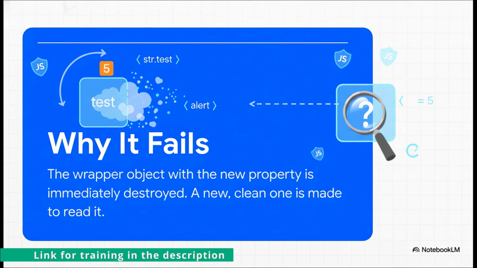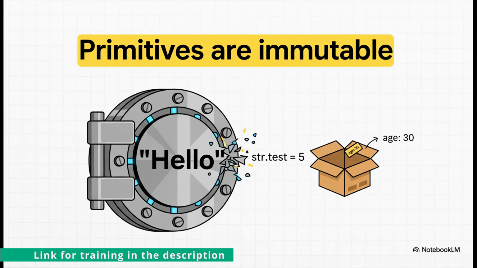And here's why that happens. When that line str.test = 5 runs, JavaScript creates a temporary wrapper object, it adds the test property to that object, and then that object is immediately destroyed. It's gone. So in the next line, alert(str.test) runs, JavaScript just creates a brand new, completely clean wrapper object that has no idea that the test property ever existed. And this is the ultimate proof. This behavior shows crystal clear that primitives are not objects. They're immutable. They cannot store any additional data. That whole wrapper mechanism is only there to give us temporary access to methods. It doesn't change the fundamental nature of the primitive at all.